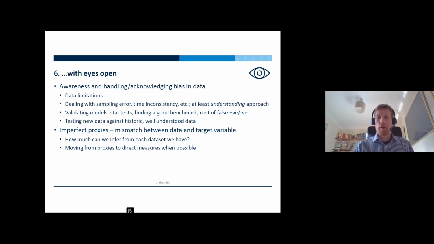So a mismatch between the data that we have and the target variable we really want. So again, this is thinking about what the mismatch is between. Is there research we can use to help us understand them? How far can we really draw our conclusions? And can we start moving from proxies towards direct measures? And we'll see some of those later on, where we made a start with proxies and we're able to actually pick up direct measures after a while and replace those proxies.